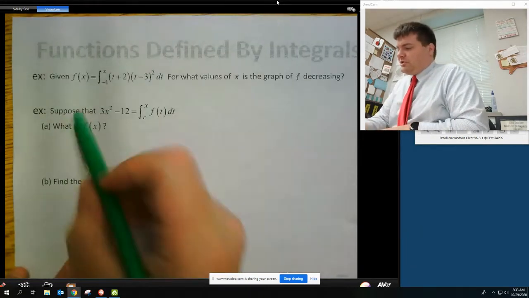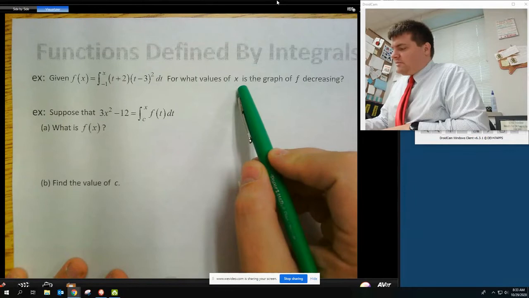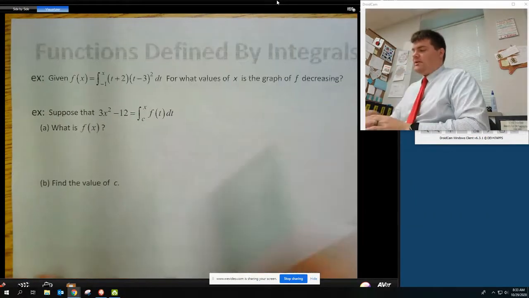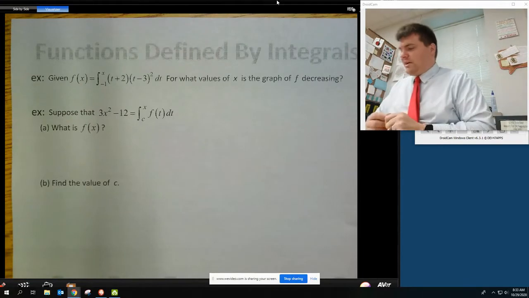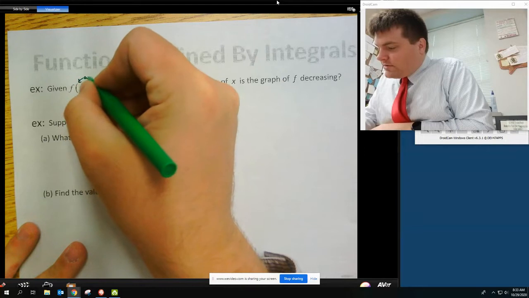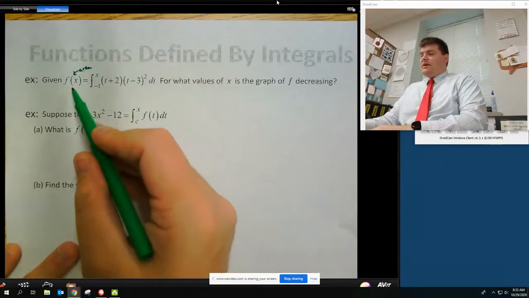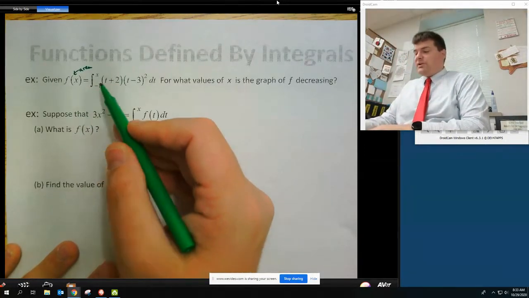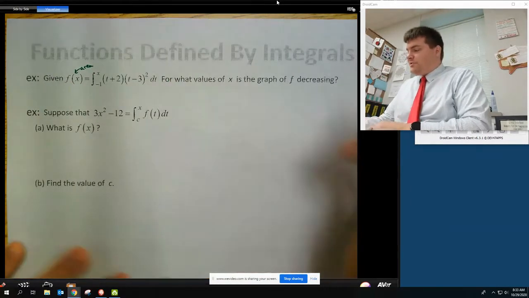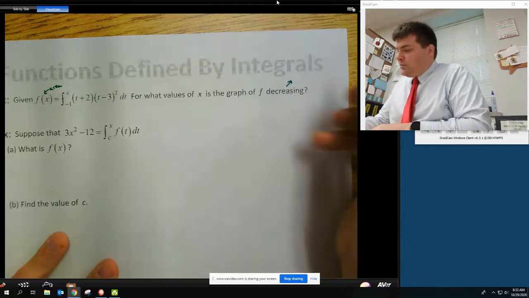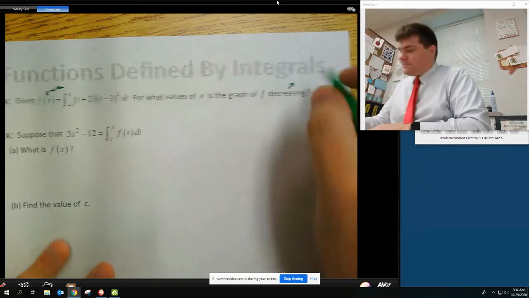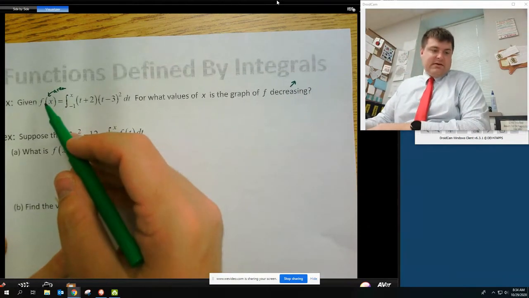So we're given this function for values of x. So for what values of x is the graph of f decreasing? Okay. So again, this is area. Anytime we have an integral inside of a function like this, so it's f of x where one of the bounds is x, this is area. So for decreasing, I actually want to find the derivative of this, okay?